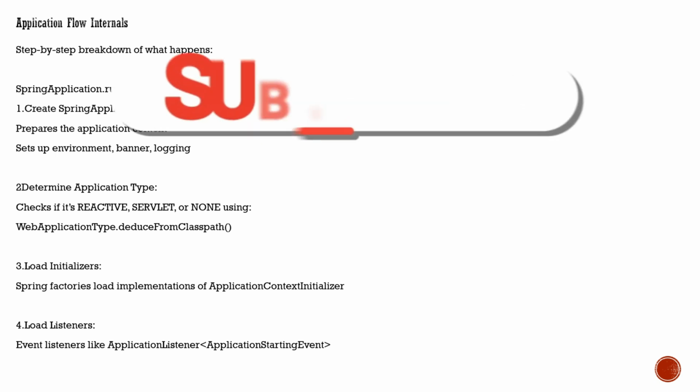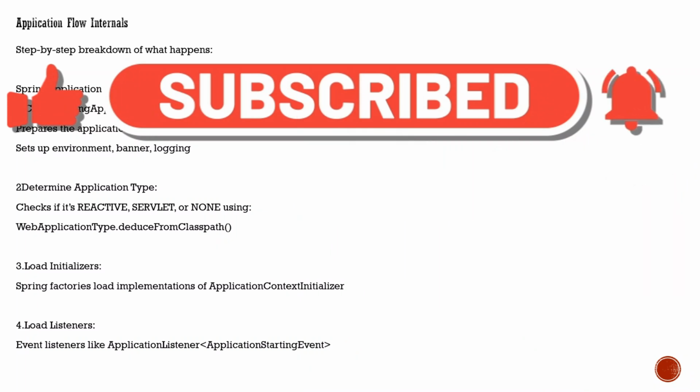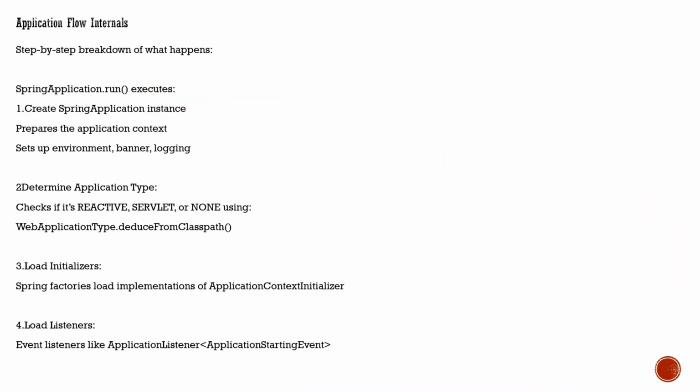So what happens internally when your application gets started, how does the flow work internally? Now, I break down this particular step into details. The very first thing is that SpringApplication.run executes. That is the starting point where the application starts. First, it is going to create a SpringApplication instance. It is going to prepare the application context and set up the environment, banner, logging, etc.